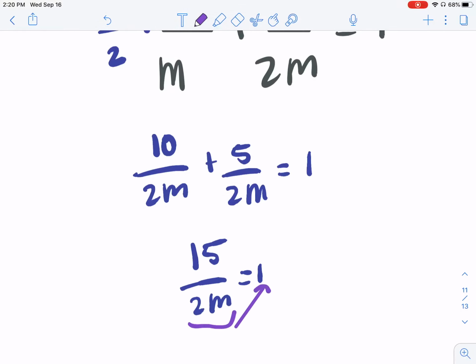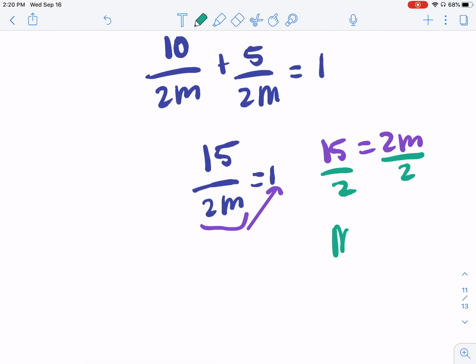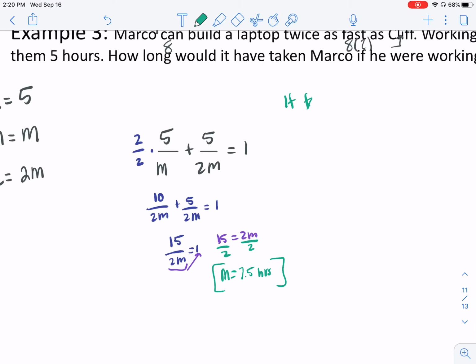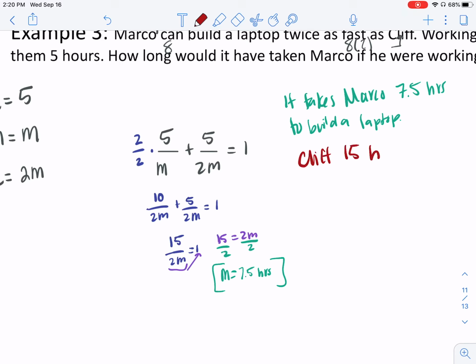Cross multiply gives me 15 equals 2M. Now we're ready to solve. Divide both sides by 2, and we get M equals 7.5 hours. So it takes Marco 7.5 hours to build a laptop. You could be super fancy, if the question didn't ask for it, but if you wanted to, you could say that then it takes Cliff 15 hours. That's a long amount of time to make a laptop.